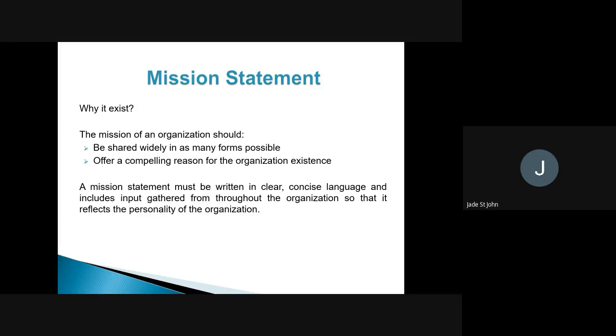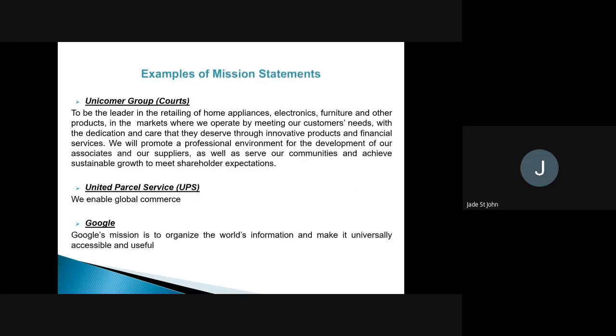So our mission statement shouldn't only be written by the owner of the business. He should incorporate feedback from staff as well, throughout the organization, to determine what is a suitable mission statement for that organization. It's important to know that you don't necessarily need a mission statement, but it's important to have one. So here are some examples of a mission statement.